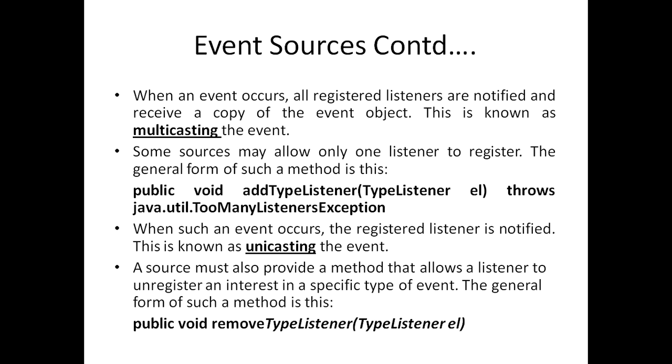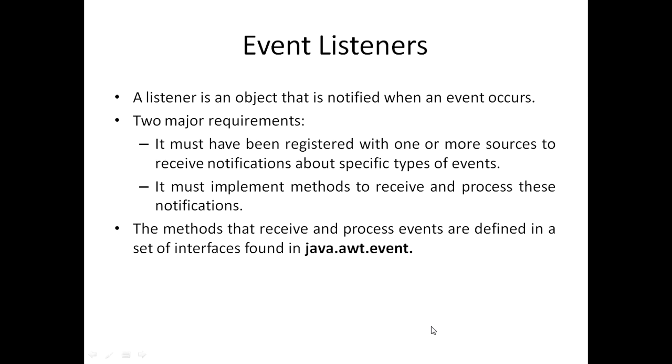A source must also provide a method that allows a listener to unregister an interest in a specific type of event. And for unregistration of the listener, we have a syntax like this: public void remove type listener el.